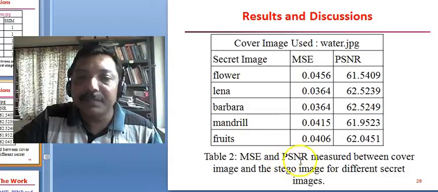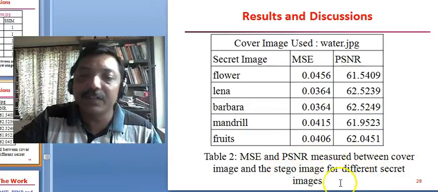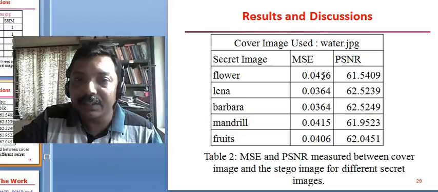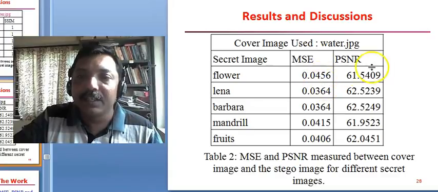This table shows the MSE and PSNR measured between the cover image and the stego image for different secret images. And again, the cover image used is water.jpg, and again this many images are used as secret images. This is the MSE and PSNR measured between the cover image and the cover image after embedding, that is, the cover image and the stego images. We are having a PSNR of almost 60s.